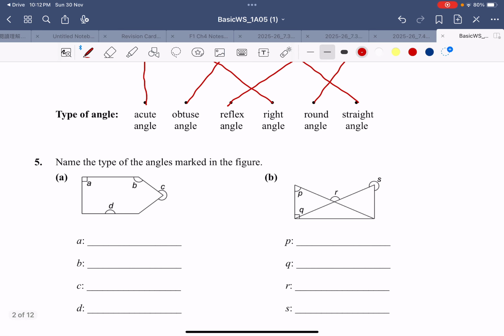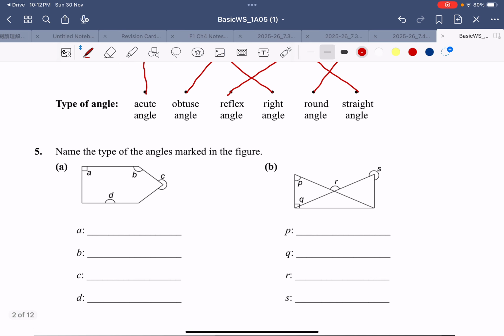Name the type of angles marked in the figure. This one is 90 degrees, is a right angle. Okay, name it by yourself. Okay, pause it, do it. B, obtuse angle. C, reflex angle. Straight line, straight angle.